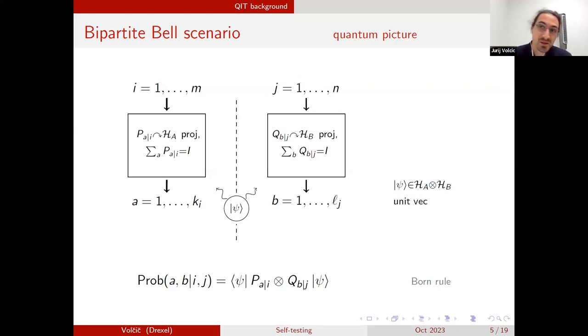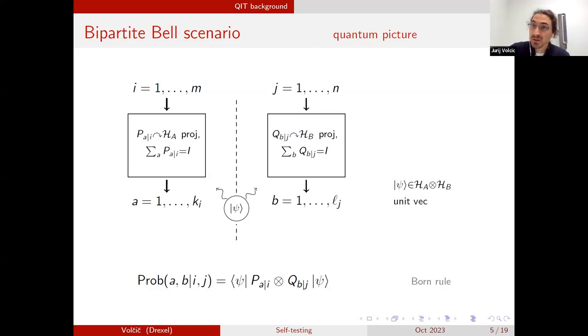The machine is going to just output one of them, so that's what, okay, it adds up to identity. And then here quantum mechanics comes in. It's a rule in quantum mechanics that tells us the probability that the first machine answers A and the second one B, under the assumption that the inputs were I and J. Well, the Born rule tells how this probability is being computed.